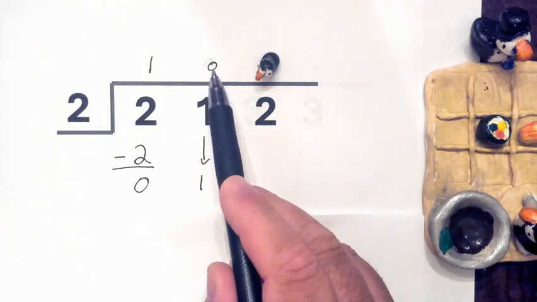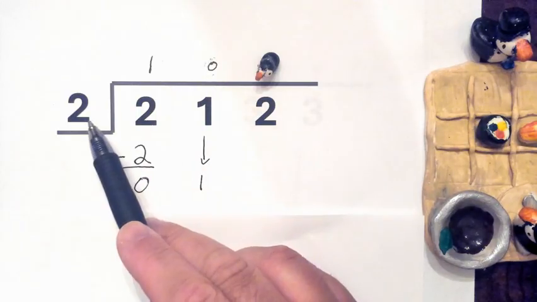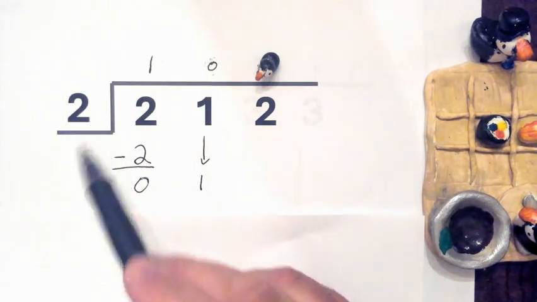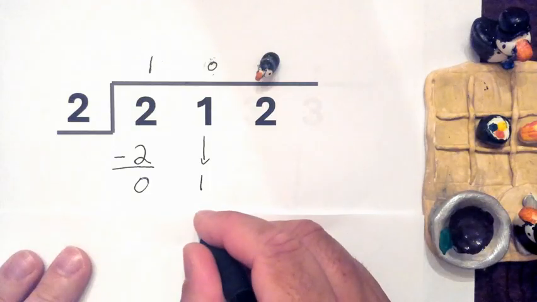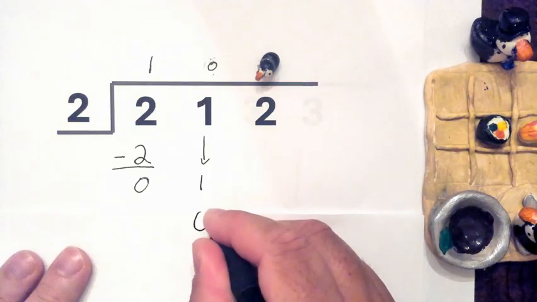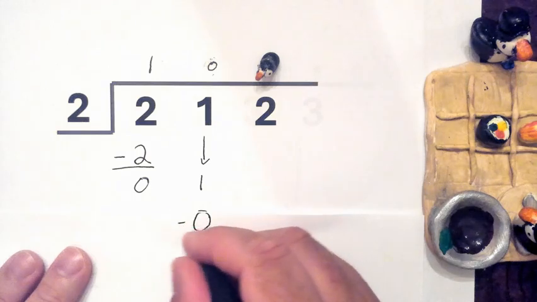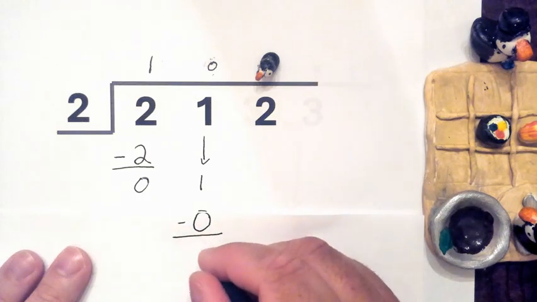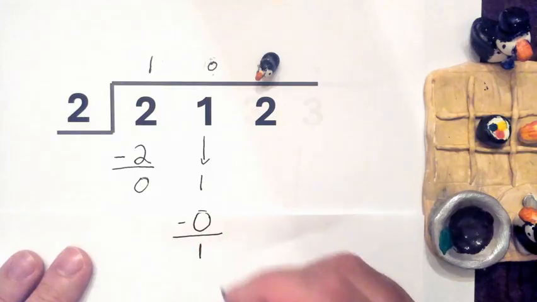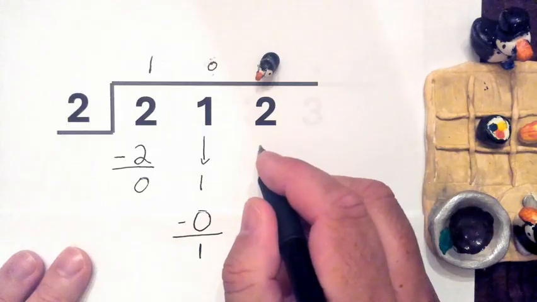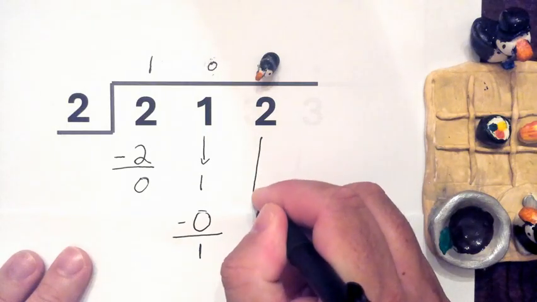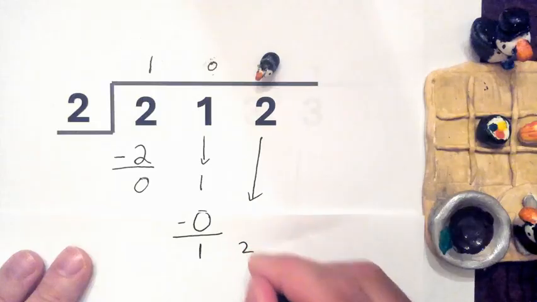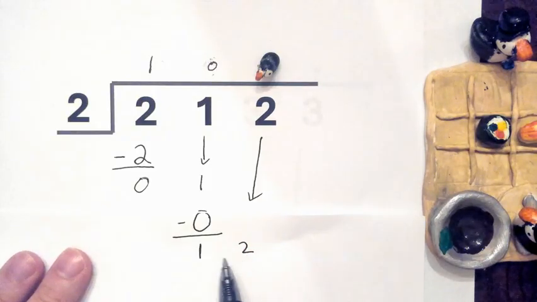Next we multiply. We multiply the newest number, which is 0, times this number. So 0 times 2 is 0. We put this number right below the 1, and we subtract. 1 minus 0 is just 1. We're going to repeat again the steps: divide, multiply, subtract. But before we do, we need to bring this number down. Put that right here. So now we have the number 12, the 1 from the 10s place and the 2 from the 1s place.